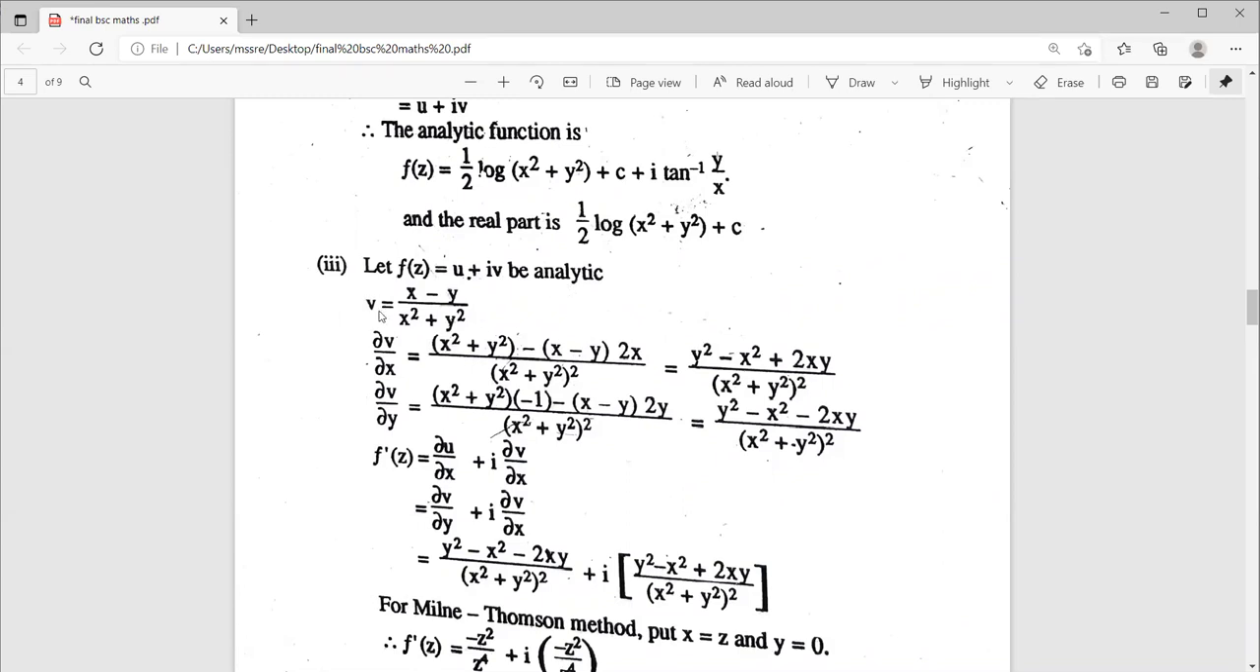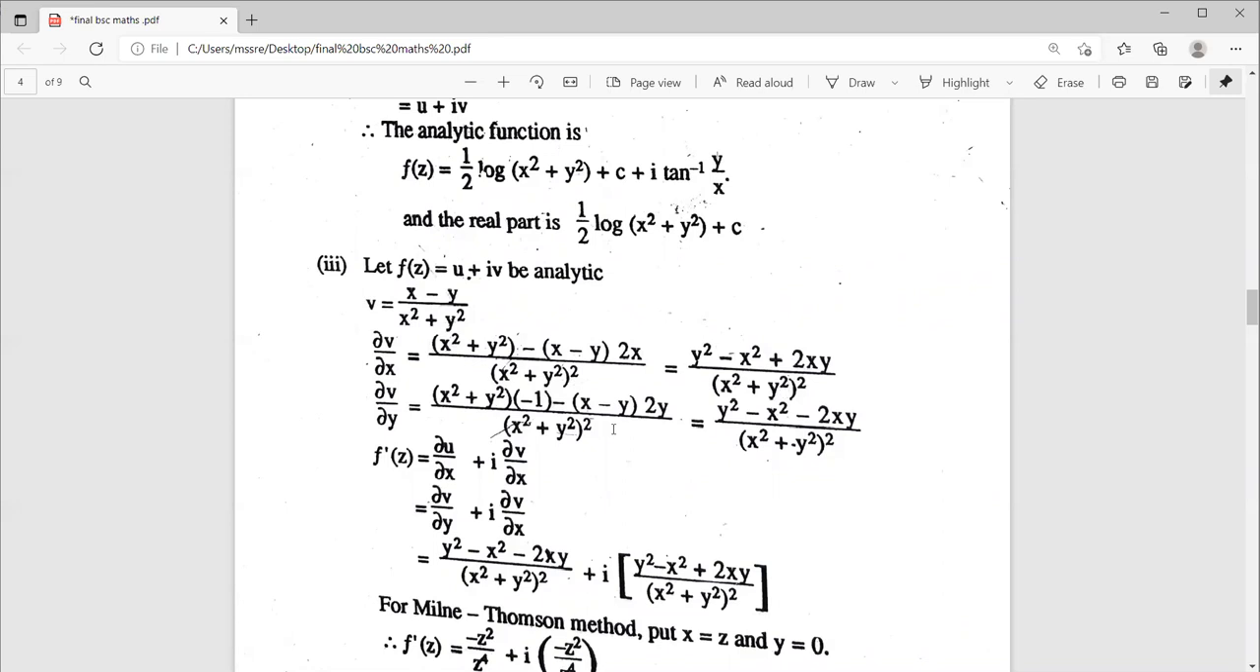So given the imaginary part, v is equal to x minus y by x square plus y square. You have to differentiate v with respect to x, keeping y constant, using the quotient rule. So what is the quotient rule? x square plus y square into differentiation of x minus y with respect to x, which is 1, minus x minus y into differentiation of x square plus y square, which is 2x, further divided by x square plus y square whole square. Simplifying, you will get y square minus x square plus 2xy, whole divided by x square plus y square whole square.